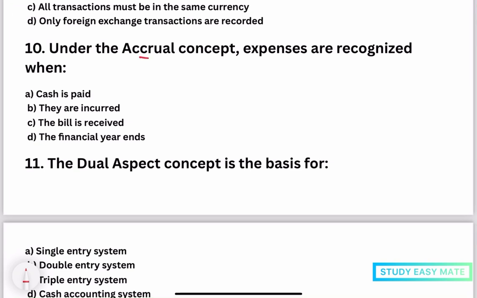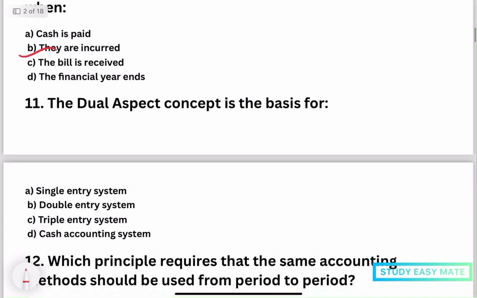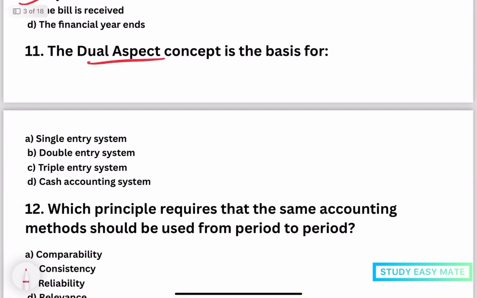So under accrual concept, expenses are recognized when they are incurred, because the accrual concept requires transactions to be recorded when they occur, when they are incurred, and not when the cash changes hands, right? So, what would be the answer for the 11th? The dual aspect concept. That means double entry system. It is the basis, right? Because we know that assets is equal to liabilities plus equity. So every transaction would maintain this equation balance, ensuring the books of accounts always balance each other.